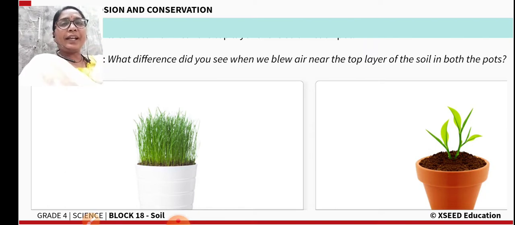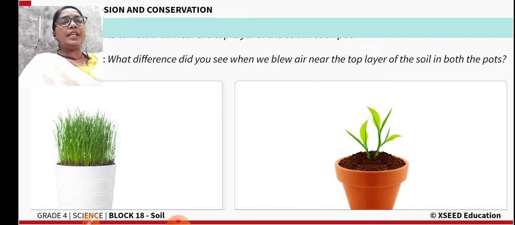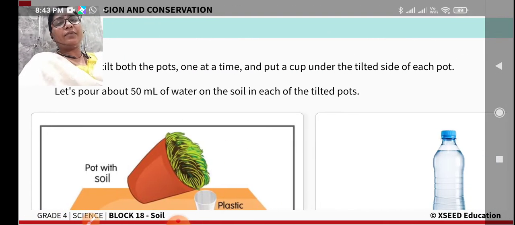So by this activity, what are you understanding? The wind is one of the causes of soil erosion. Okay? Now one more activity, we'll see how this is causing soil erosion.